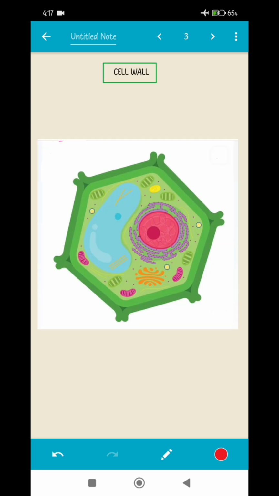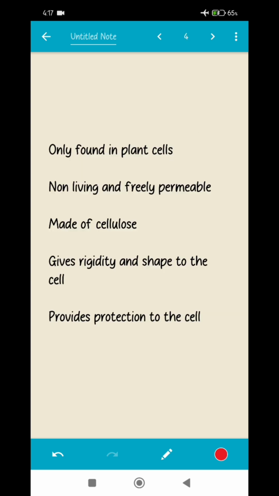Now coming to the cell wall. The cell wall is the outermost covering of plant cells. It is highly rigid in structure, and it is basically the reason why a plant cell is quite strong in nature. Let's see. The outermost covering, that is the dark green part like you can see in the figure, is the cell wall. It is only found in plant cells.